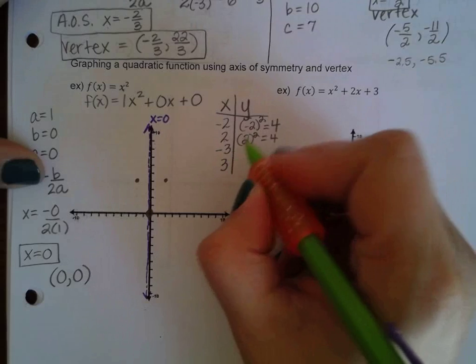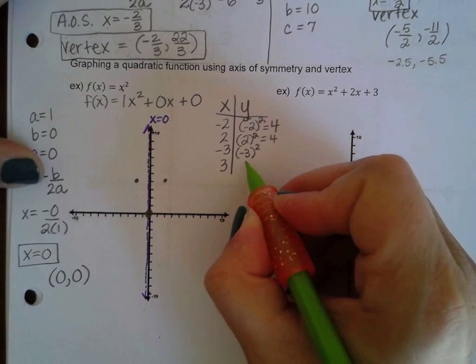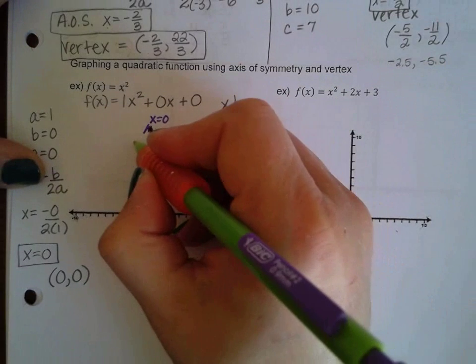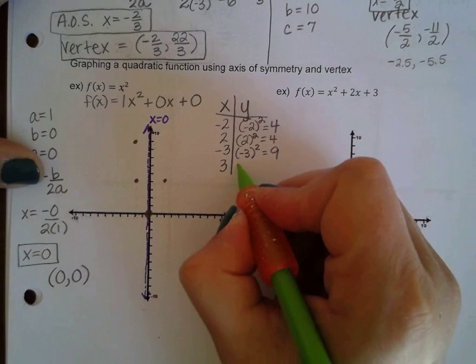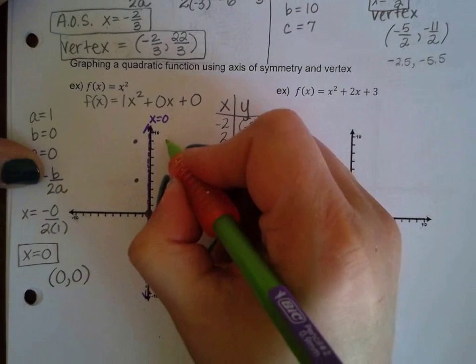So -3, if I put -3 in for my x, remember the negative gets squared also. So -3 squared is 9. So that's going to be up here. And then +3 is also going to be 9. So that's going to come right up here.